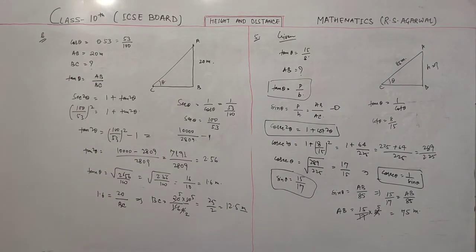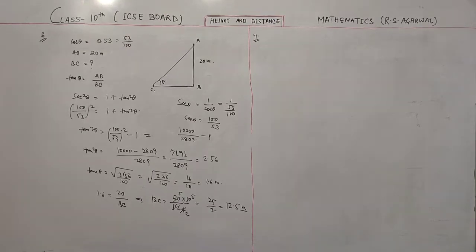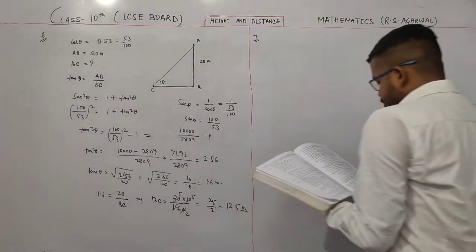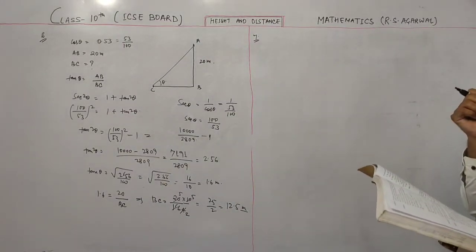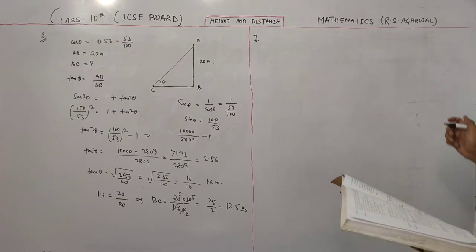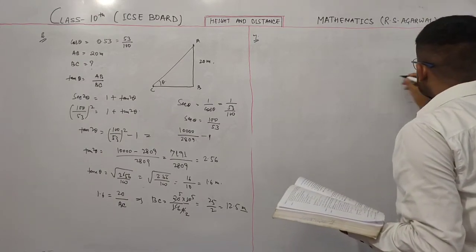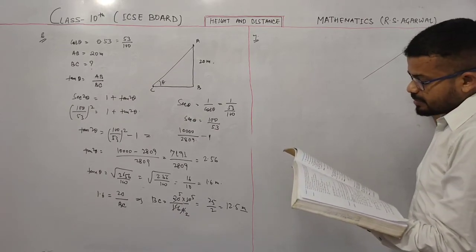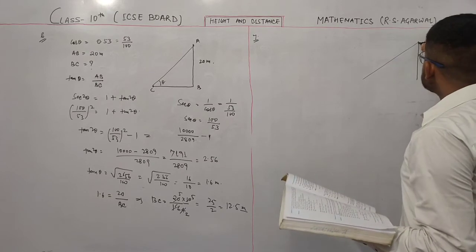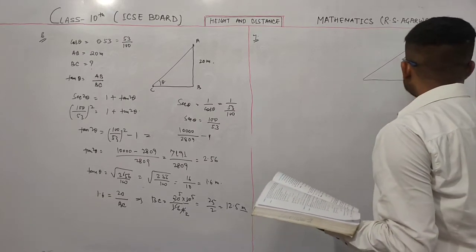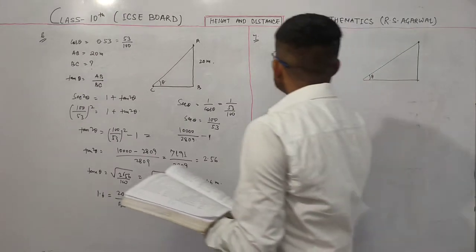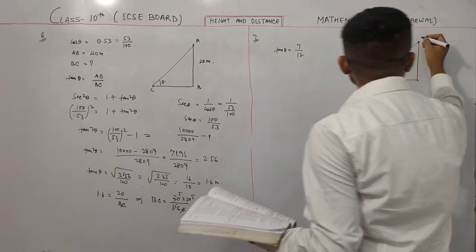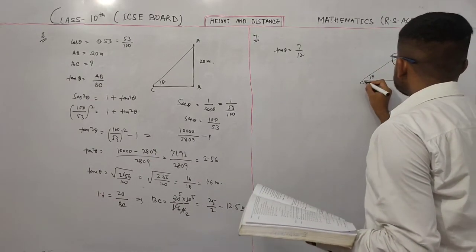Now come to question number 7. At a point on a level ground, the angle of elevation of the top of a tower is theta such that tan theta is equal to 7 by 12. This is the top of a tower. Theta is given and the value of tan theta is equal to 7 by 12. This is A, this is B, this is C.